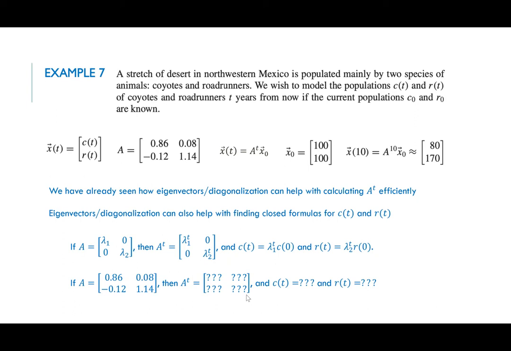And so this is where eigenvalues, eigenvectors, and diagonalization will help, because if we can diagonalize our matrix, then we can, in fact, easily find closed formulas for the population of coyotes in the future and roadrunners in the future. So let's see how that works.